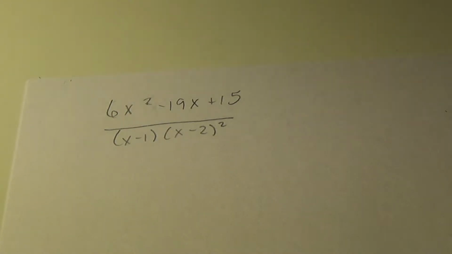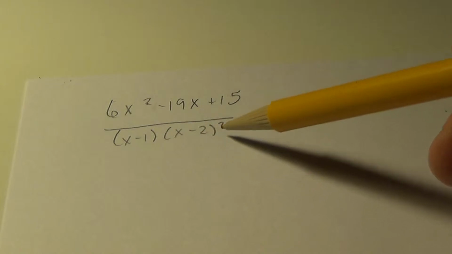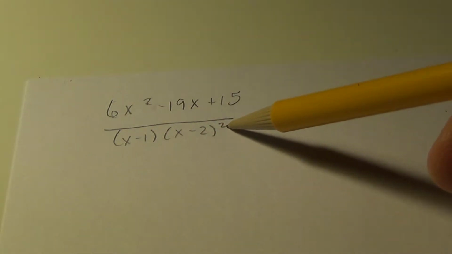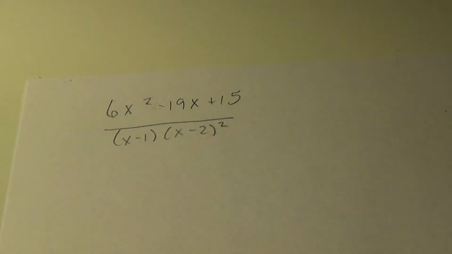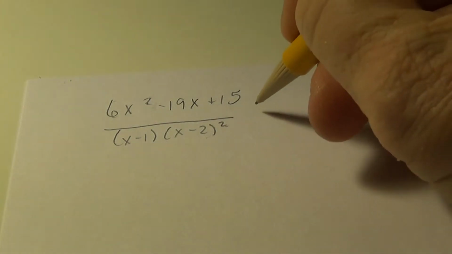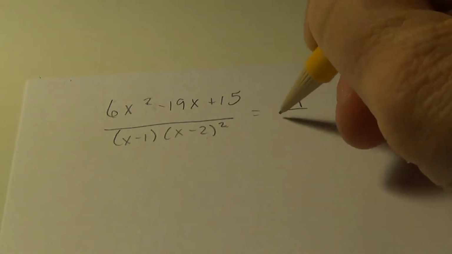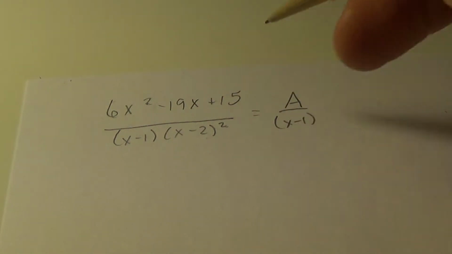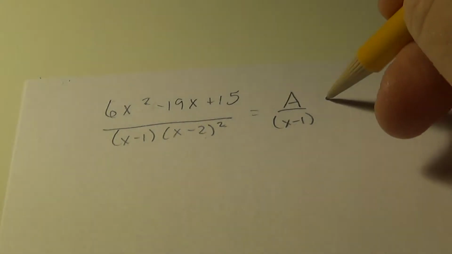Alright, this last complication looks like this. And the complication is in the bottom here we have a factor that is used more than once. We call it a repeated factor. So when we have that situation, we actually will set up our partial fraction A over x minus 1. So that's probably not surprising.